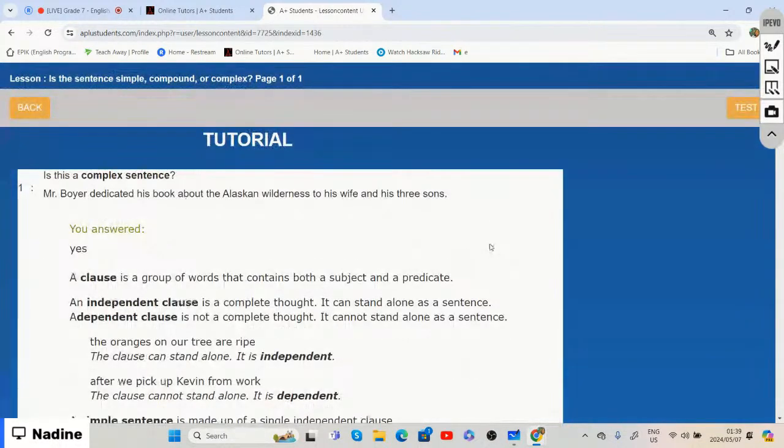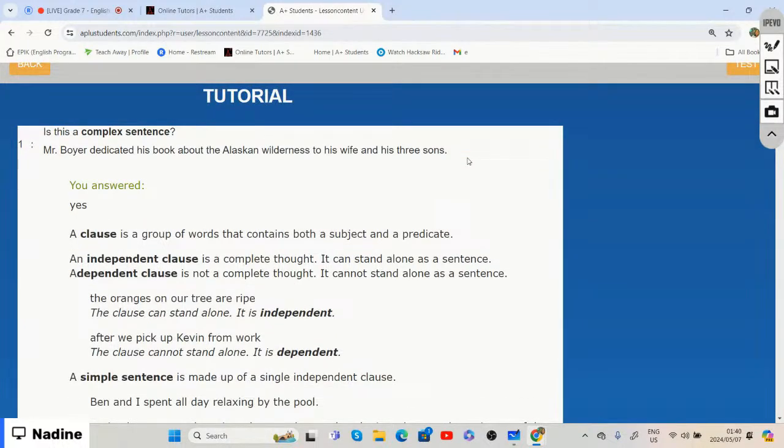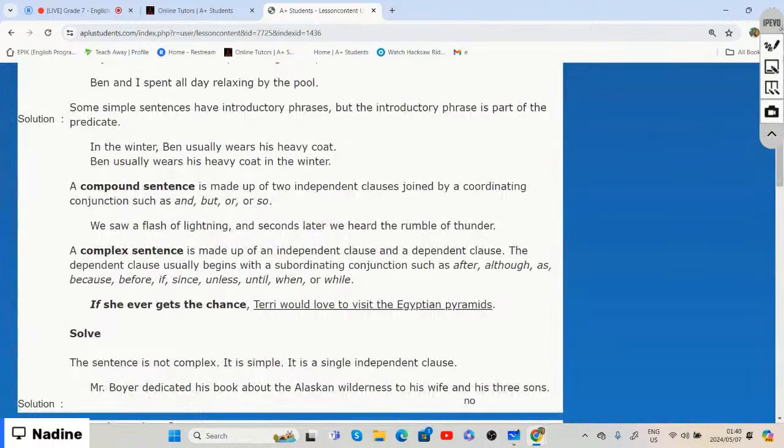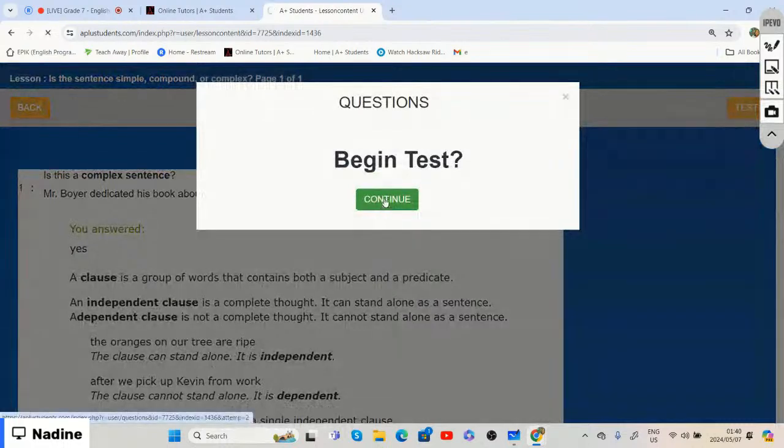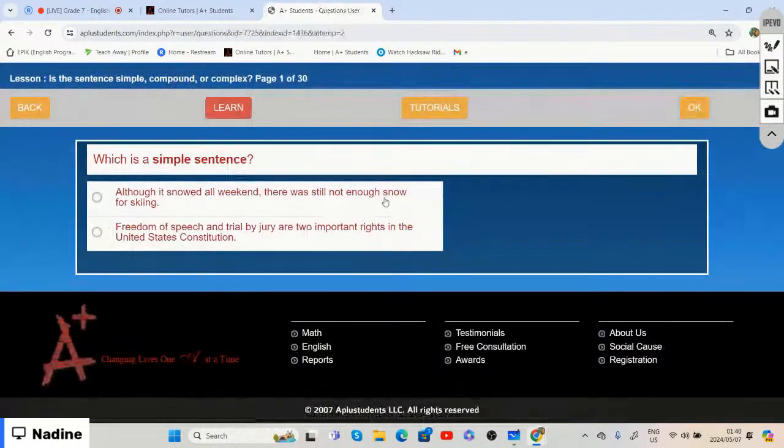So we went over what a simple sentence is, independent clauses, dependent clauses, and we spoke about the complex sentence. So now we're going to our test, right? We're going to say, which is a simple sentence? Option one: although it snowed all weekend, there was still not enough snow for skiing.